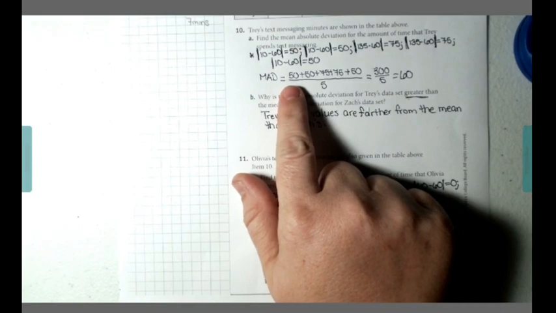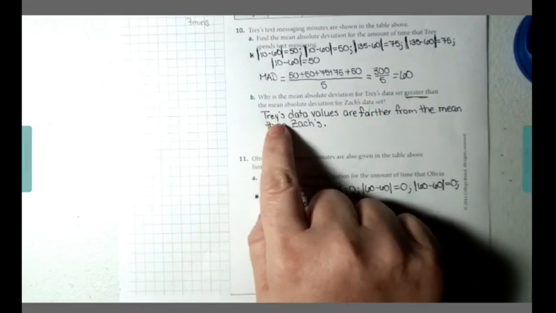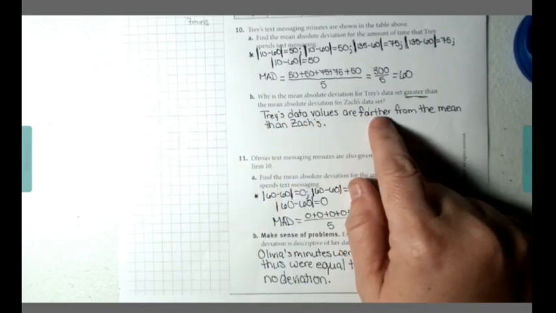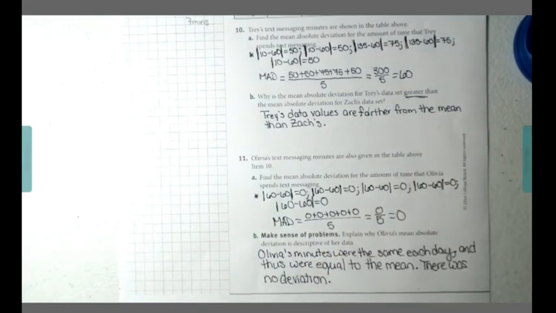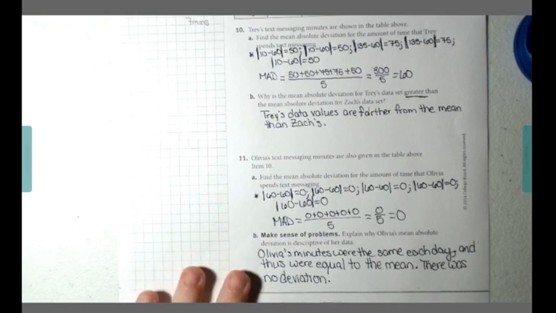When I added those up to find my MAD, I got 300 divided by 5, which is 60, which was greater than Zach's MAD, which was 36. So Trey's data values are further from the mean, meaning that the spread was a lot more. That's the reason why his mean absolute deviation is higher than Zach's, because Zach's values were closer to the mean.